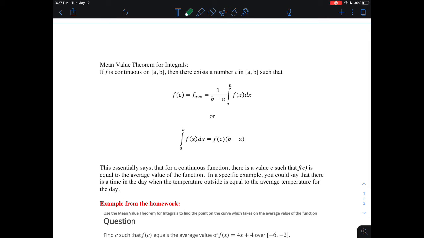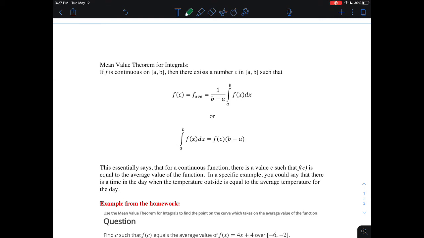Or you could quite simply write this as the integral from a to b of f of x dx is equal to f of c, the average value, times b minus a. What this essentially says is for a continuous function, there is a value c such that f of c is equal to the average value of the function. As a specific contextual example, you could say that there is a time in the day when the temperature outside is equal to the average temperature for that day.